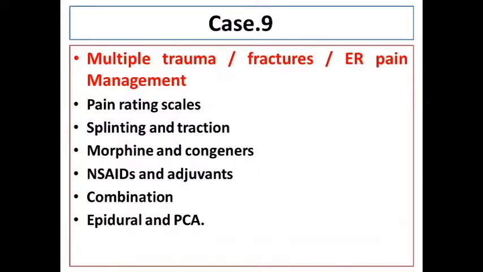In case number 9, we have a patient with trauma. Either it may be a soft tissue trauma, it may be a fracture, or there is severe pain and we do not know the cause. It is very useful to use a pain rating scale in the emergency to know whether his pain is mild, moderate or severe, because the choice of the analgesic will depend on how severe the pain is. For example, if it is a mild pain, we can do with non-steroidal anti-inflammatory drugs. If it's a moderate to severe pain, then we need to add opioids for the pain management.